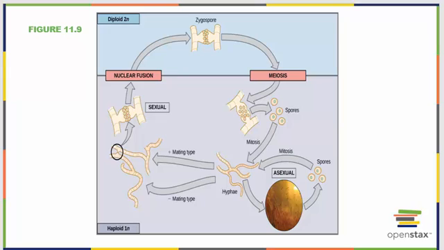Fungi, such as black bread mold, have the haploid dominant life cycle. The haploid multicellular stage produces specialized haploid cells by mitosis that fuse to form a diploid zygote. The zygote undergoes meiosis to produce more haploid spores. Each spore gives rise to a haploid organism, again by mitosis.